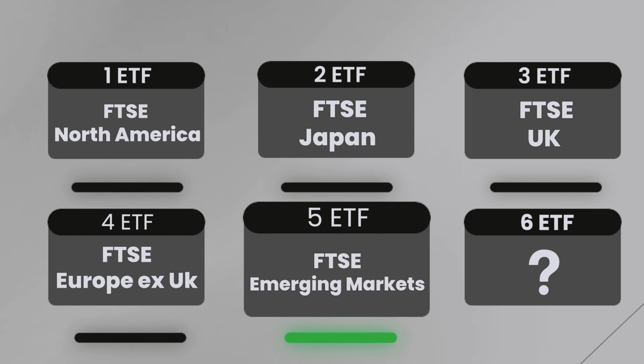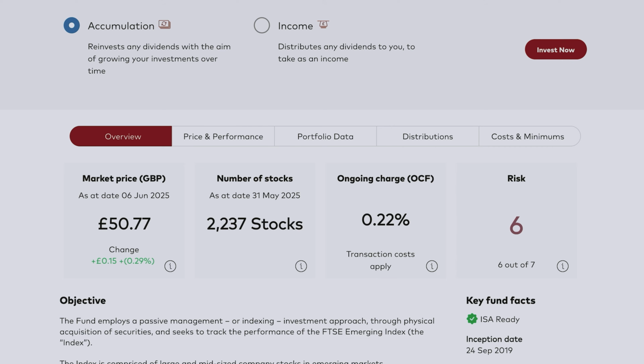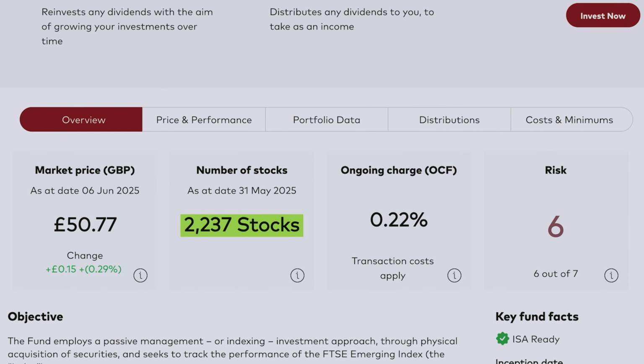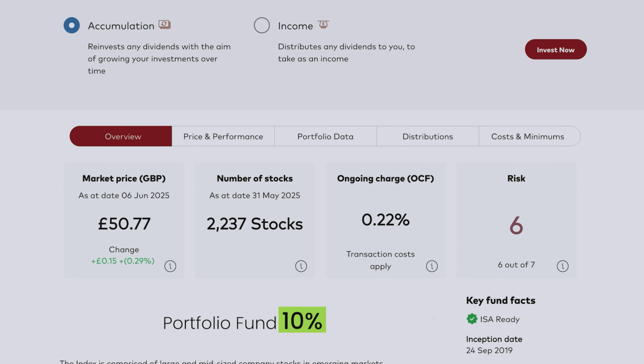The fifth fund in our portfolio is going to be the FTSE Emerging Markets UCITS ETF. It's an often overlooked part when it comes to investing, but an area where there's a lot of potential. This ETF is currently invested in 2,237 holdings and has an ongoing charge of 0.22%. This area is predominantly why a global index fund is as expensive as it is. You'll notice the ongoing charge for this ETF is exactly the same as the global ETF we looked at at the start. And this is where by splitting them out, we can save that money on the fees. The weighting for this ETF is going to be 10% of the portfolio.